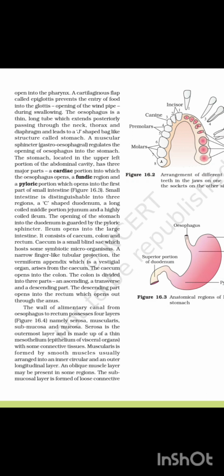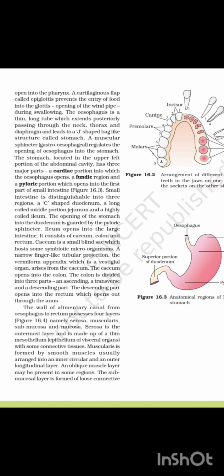The esophagus is a thin, long tube which extends posteriorly, passing through the neck, thorax, and diaphragm, and leads to a J-shaped bag-like structure called stomach. A muscular sphincter, the gastroesophageal sphincter, regulates the opening of the esophagus into the stomach. The stomach, located in the upper left portion of the abdominal cavity, has three major parts: a cardiac portion into which the esophagus opens, a fundic region, and a pyloric portion which opens into the first part of the small intestine, figure 16.3.